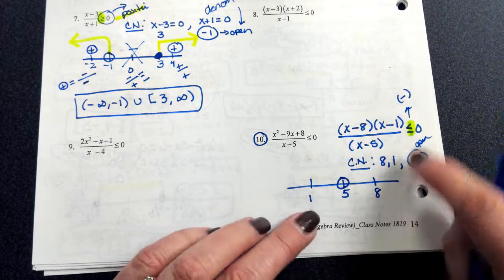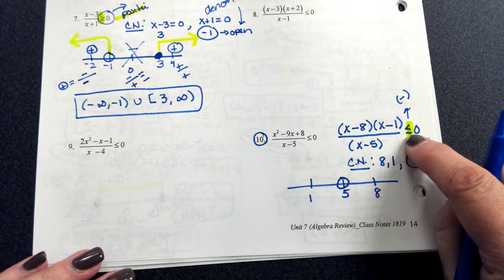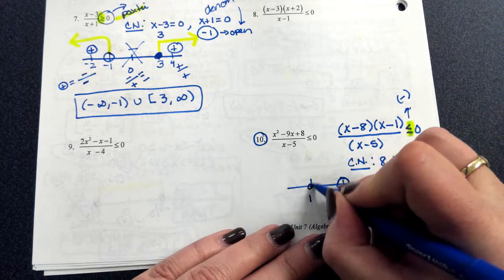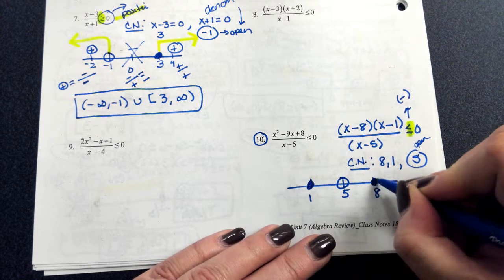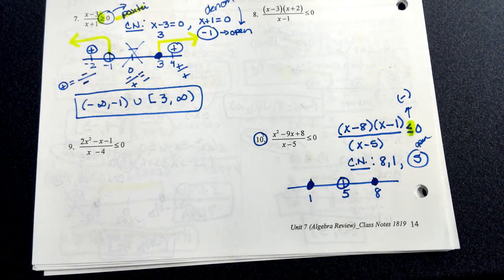What's going to happen at the other two? It's a less than or equal to. So the other ones would be what? Closed. And then you can do your number line test from there.